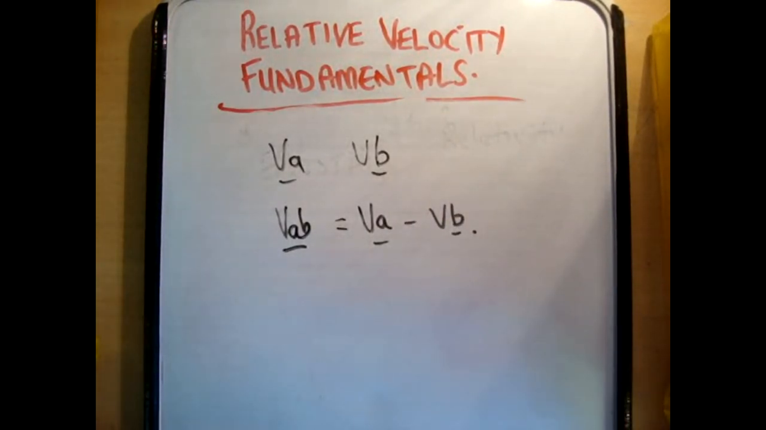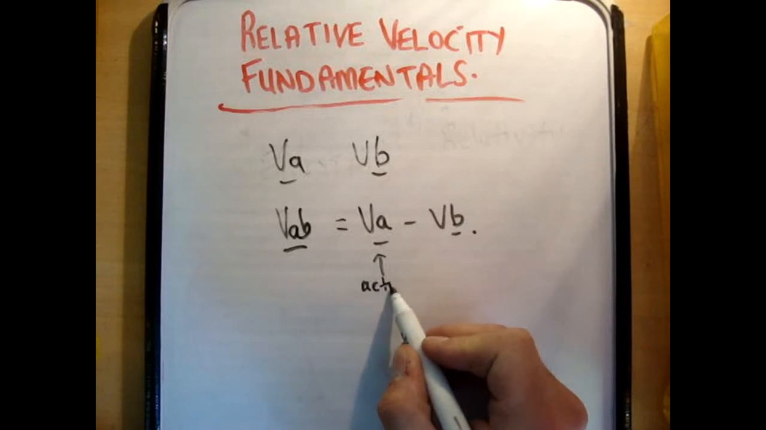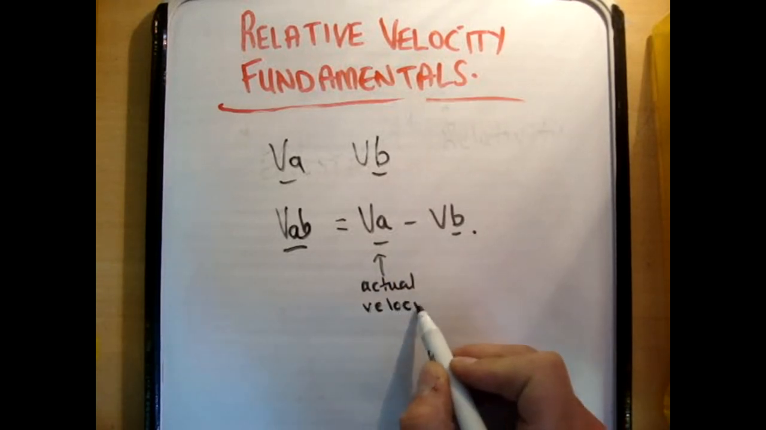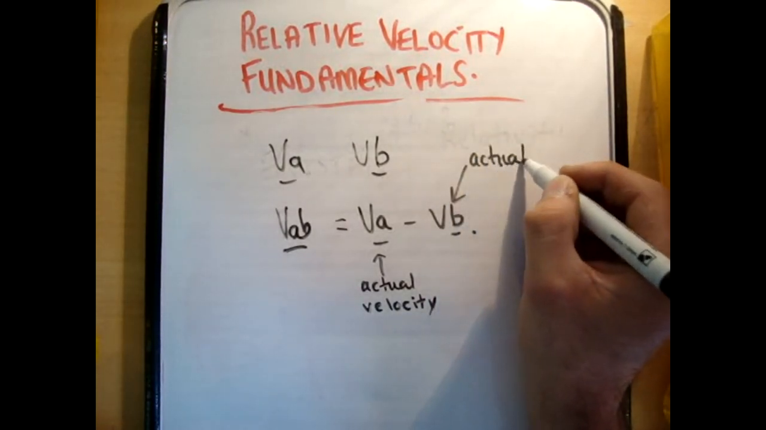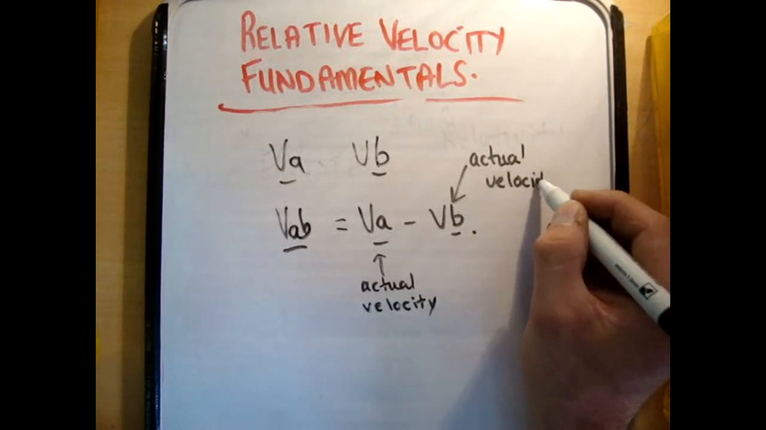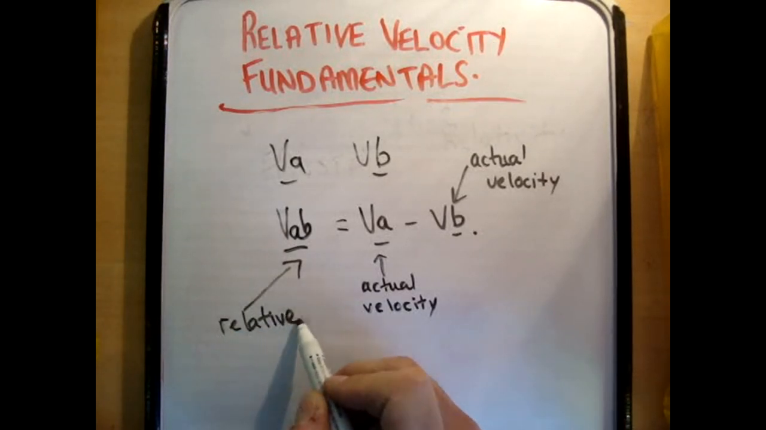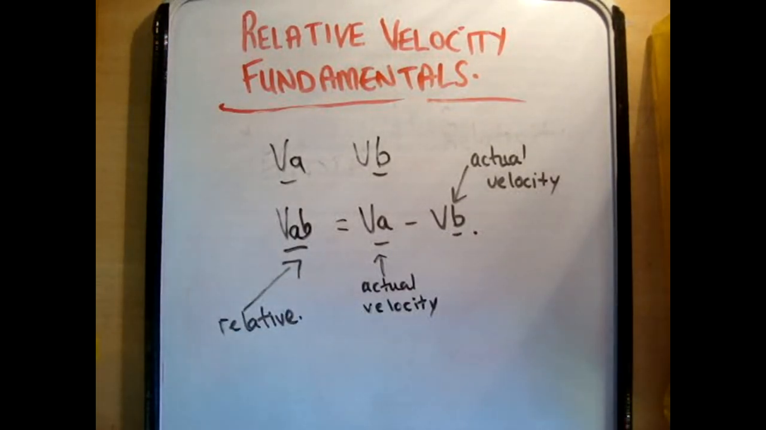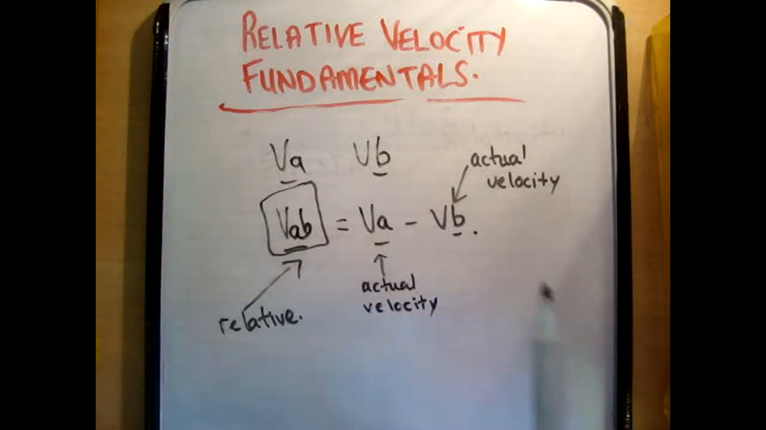Alright, so how does this relate to what we were saying? The important thing here is, first of all, this is actual velocity. That's actually what they are physically doing, and so is this, actual velocity. However, this is not actual, this is relative. So this is like what I was saying with the 70 meters per second. It seems that it's moving 70 meters per second relative to the other car. But its actual velocity would have been 60, we'll say.